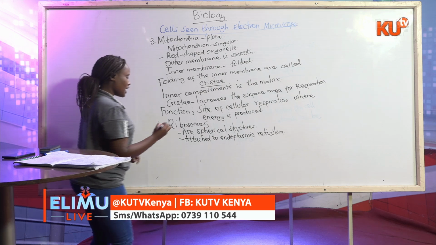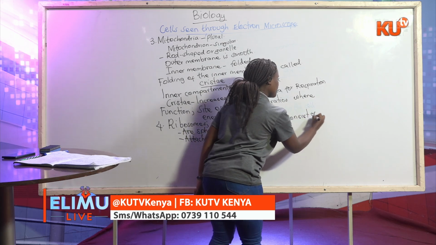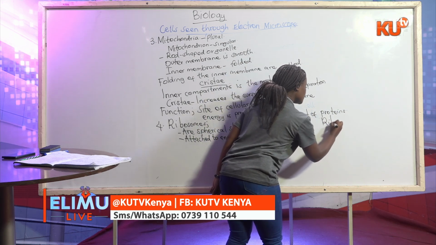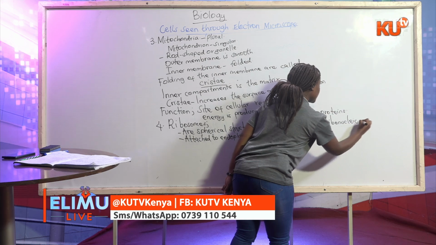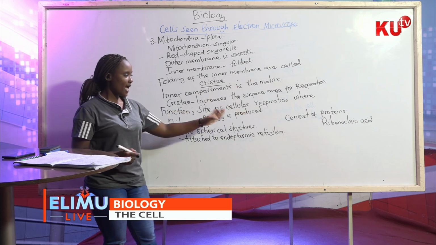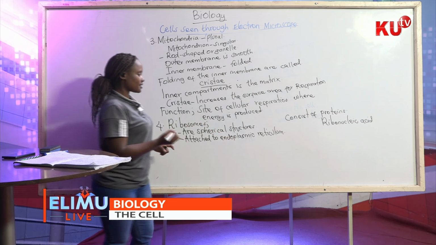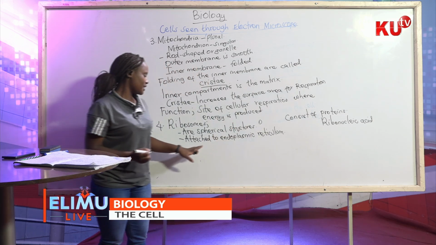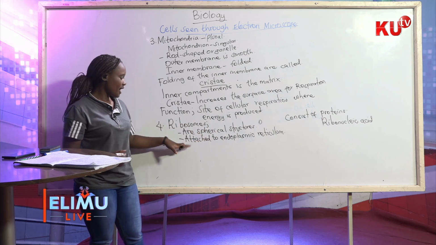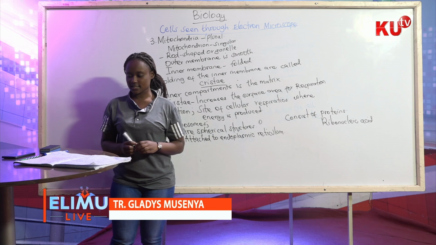So the ribosomes consist of proteins and ribonucleic acid. They are attached to endoplasmic reticulum. They are spherical structures, which means they are spherical in shape.